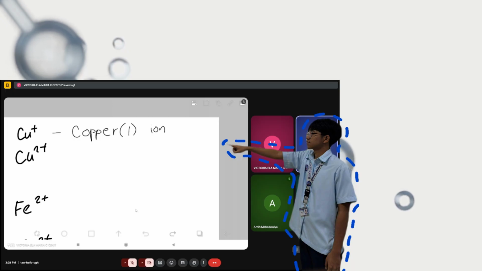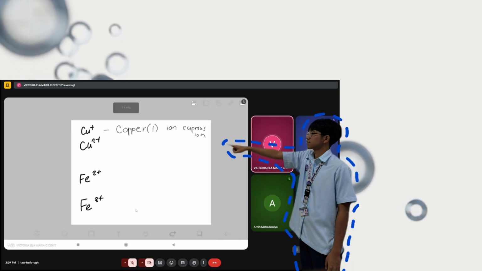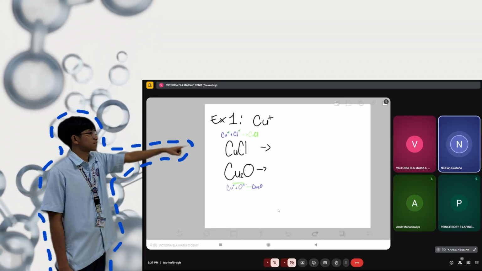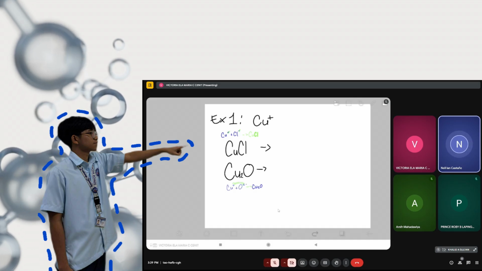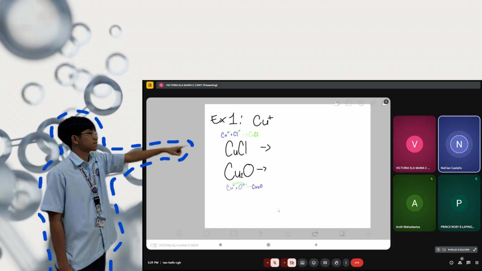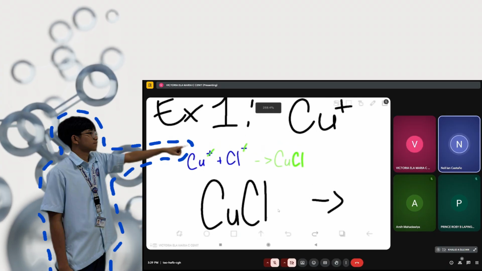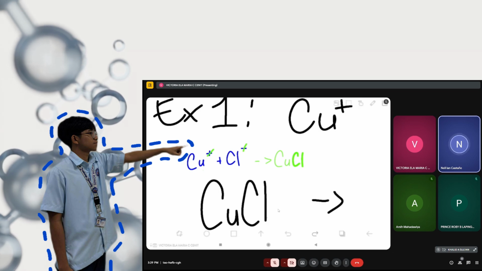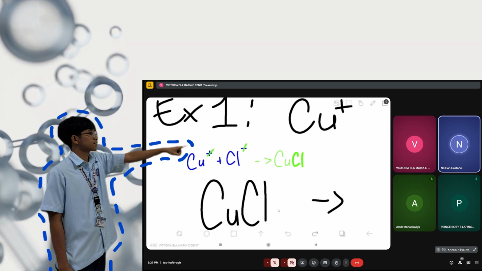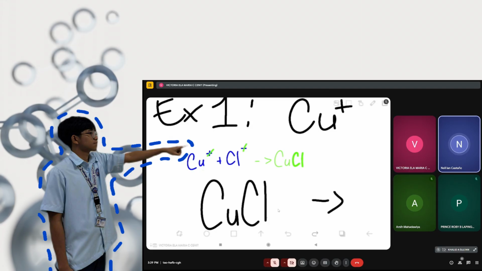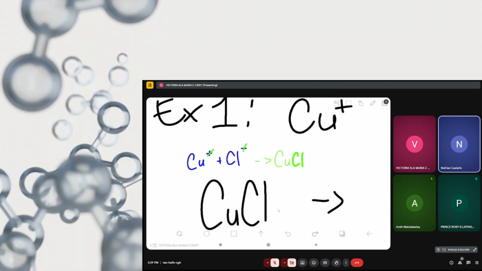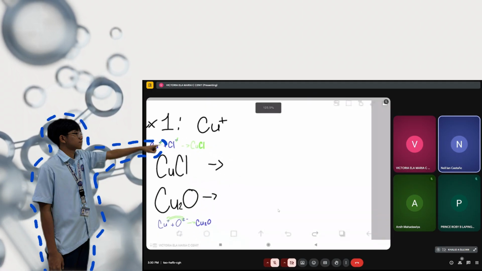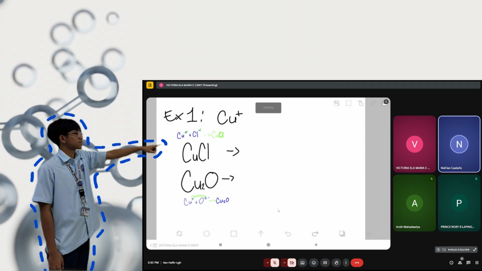Now, for example number 1, we will be adding Cu+ and Cl-. Before we add, let's do the crisscross method. In doing the crisscross method, when the elements have the same charge number, we'll simply cancel them out, and that will give us CuCl, and the name of it is copper(I) chloride or cuprous chloride.